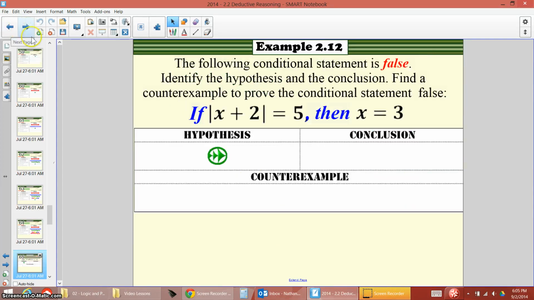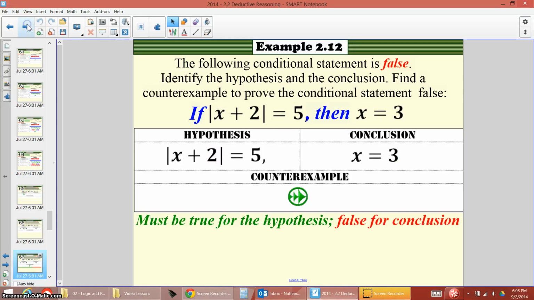Okay. So for this next example, 2.12, we're given an if-then statement. Do you guys see this conditional statement? We've got if the absolute value of x plus 2 equals 5, then x equals 3. Now we've got a couple different options. We know the hypothesis, and we know the conclusion. It's the if and then the then. Is this statement true or false? If it's true, then this is true, and this is true always. But if it's false, then we can find a counterexample, which is true for the first part, but false for the conclusion.